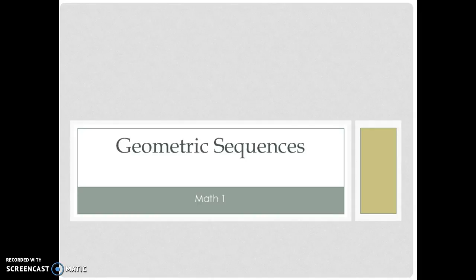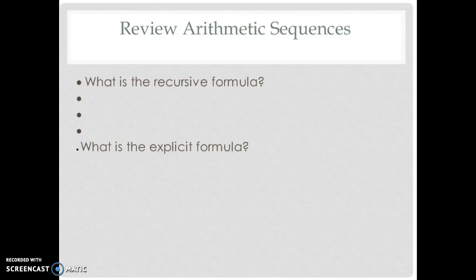Next topic is going to be geometric sequences. So first, let's review arithmetic. For arithmetic, it means we're adding and subtracting the same number every time in our sequence.